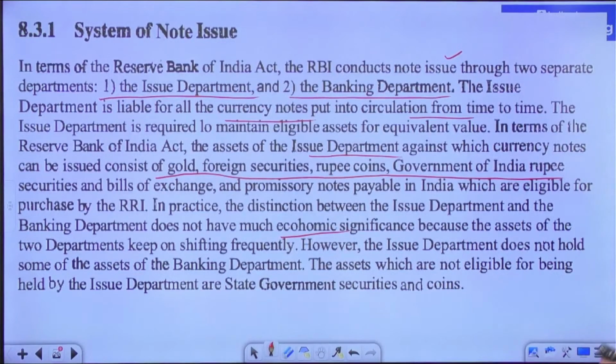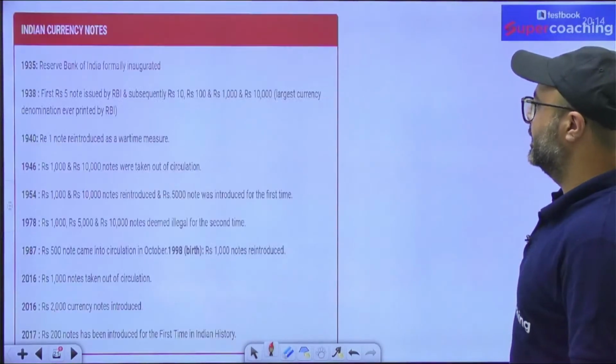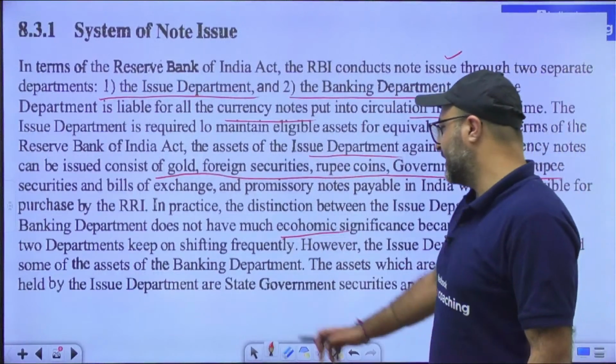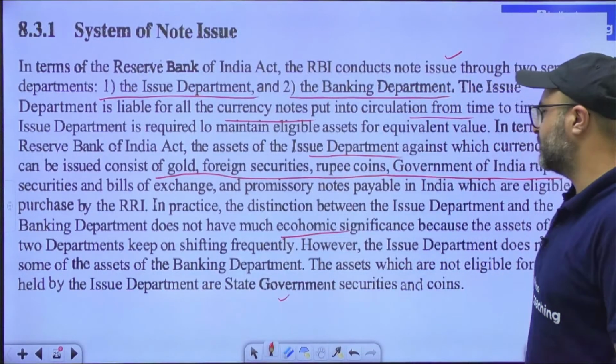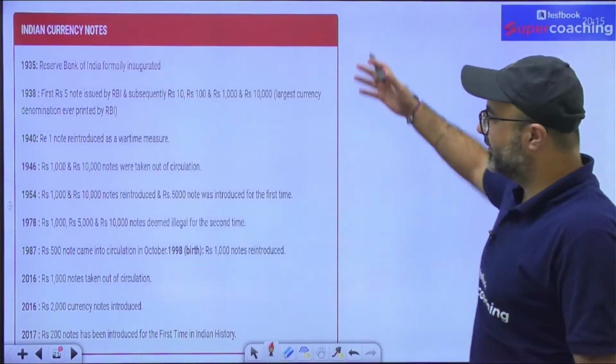Now let's talk on the next department, that is the banking department. Banking department is basically responsible to circulate the currency to the banks. So issue department in the market and to the bank is done by the banking department, but the assets, they keep on shifting frequently, which you need to remember. So this is the timeline for RBI.